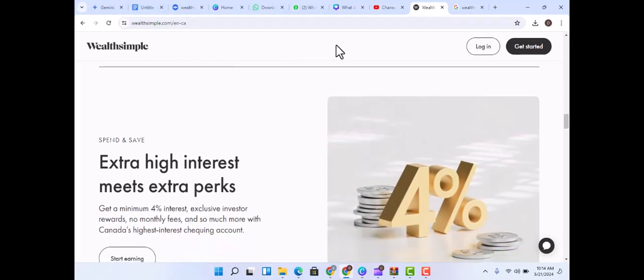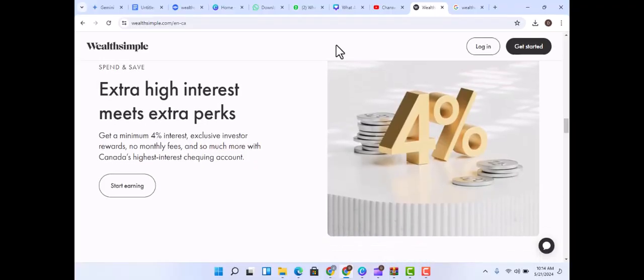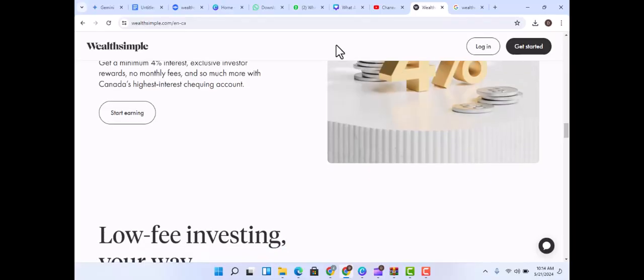And it's not just about the numbers on the screen. It's about what that money represents. That's a new car, a down payment on a house, or simply peace of mind in retirement.